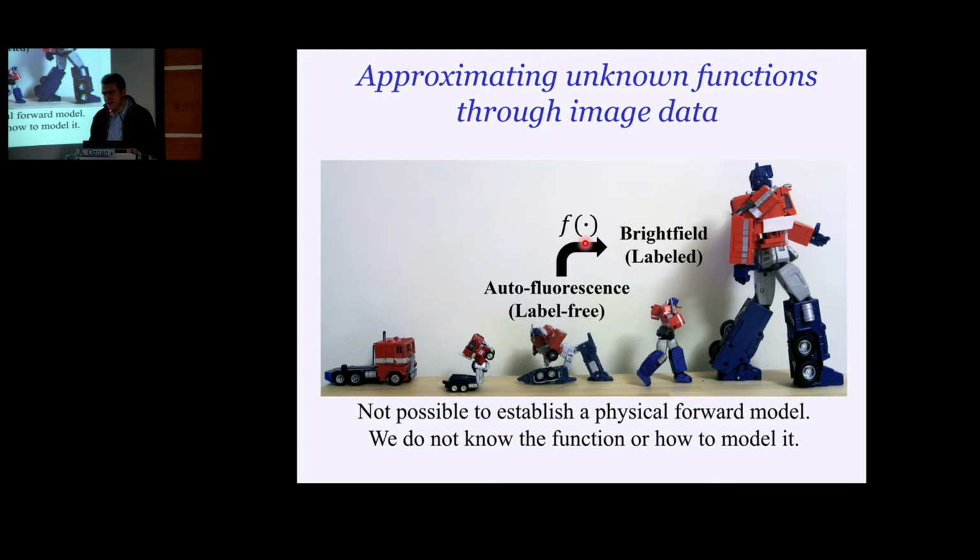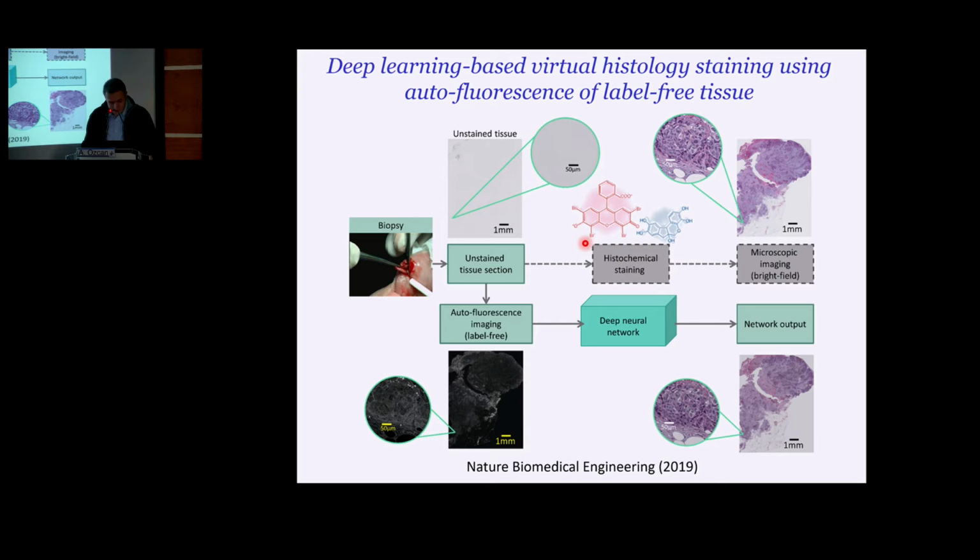If I could learn that function, you may begin asking, who cares? That's virtual staining. If I can do that, I can actually change the histology workflow that happened to be the same for the last century or so. So we can change the entire century's worth of workflow if we could approximate that function f. That's exactly what we've done here by supervised learning.